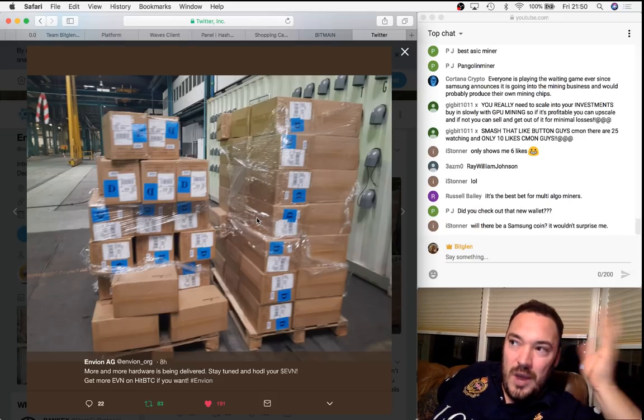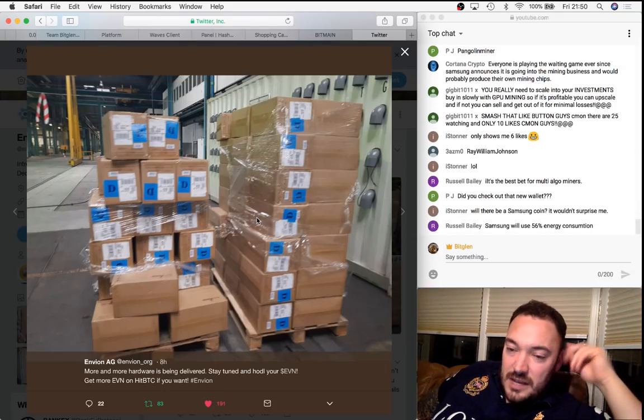And where do you go to repair ASIC miners, and how much does that cost? You know, I wouldn't have a clue. So that's saying it also.